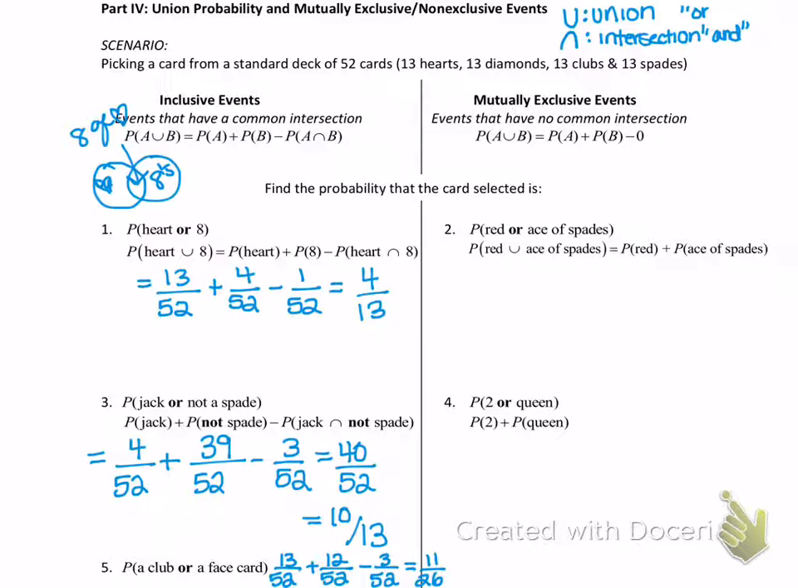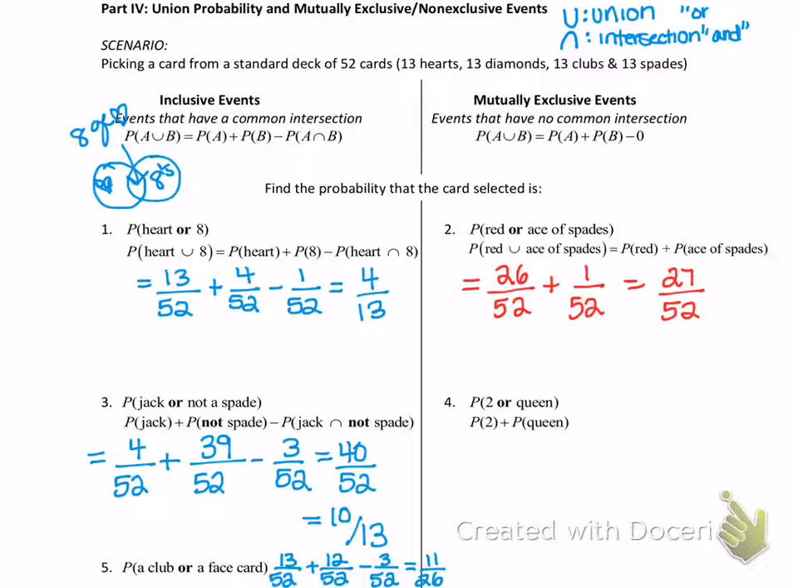So for number 2, the probability of a red or an ace of spades. Well, an ace of spades is not red, so they're separate events, exclusive. The probability of a red card is 26 out of 52. And then the probability of the ace of spades is 1 out of 52. So my probability is 27 out of 52.